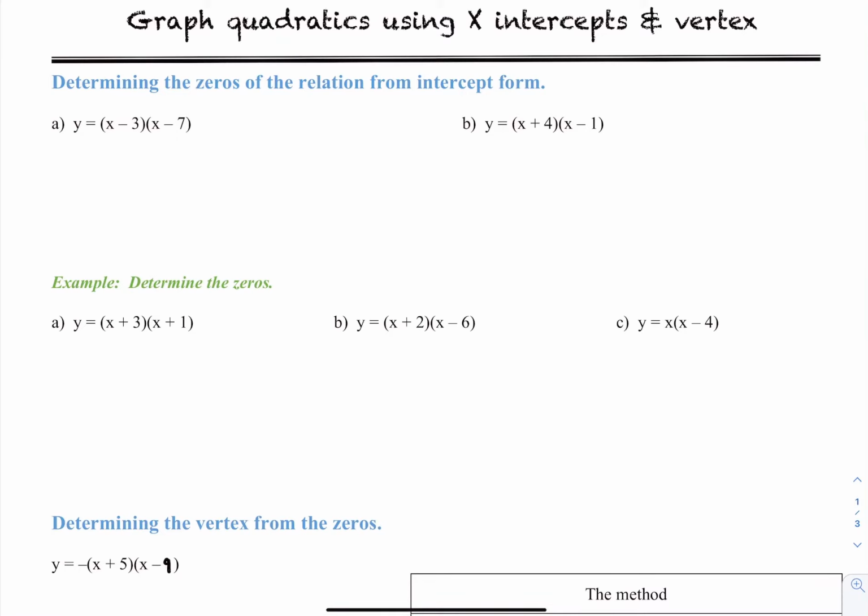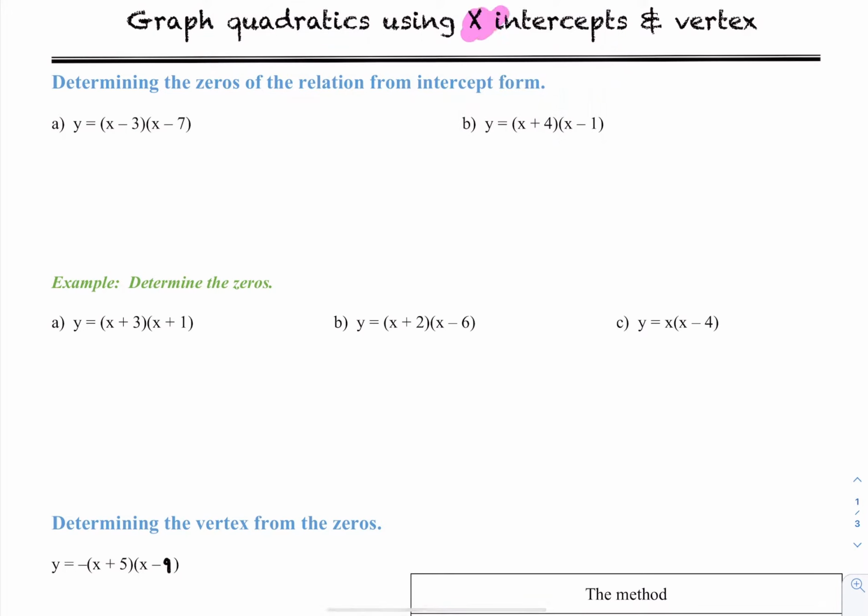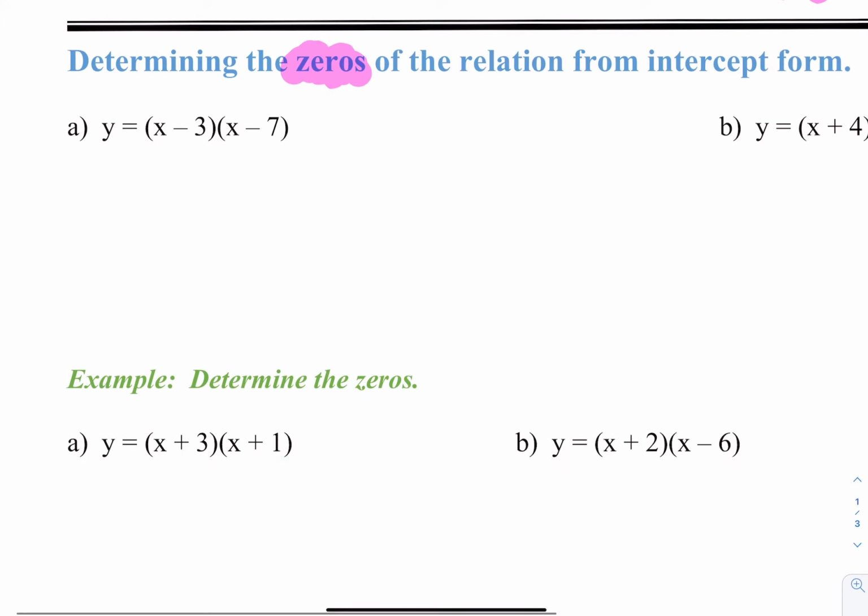Okay, so now we're going to be taking a look at graphing quadratics, not using a table of values, but how do you graph quadratics using x-intercepts and the quadratic's vertex? So that's what our focus is on today. To find the x-intercepts, also known as the zeros of a quadratic, we want to talk about how you find the zeros of a quadratic.